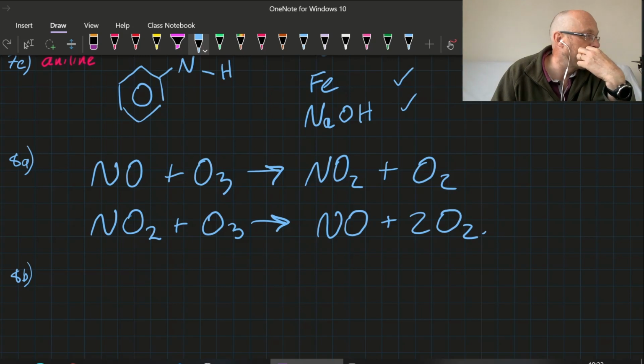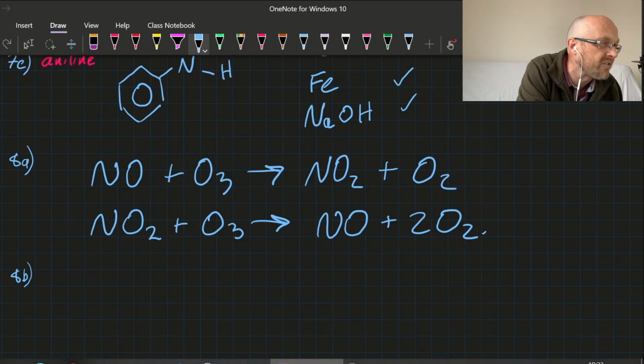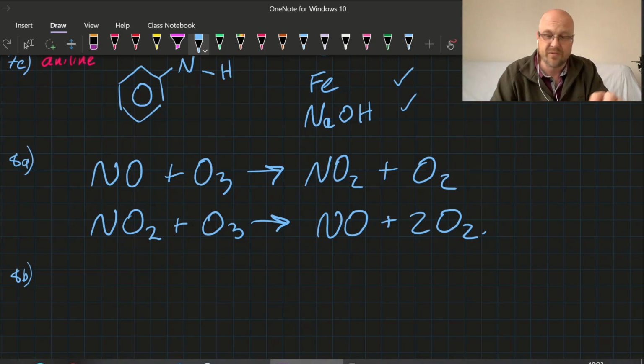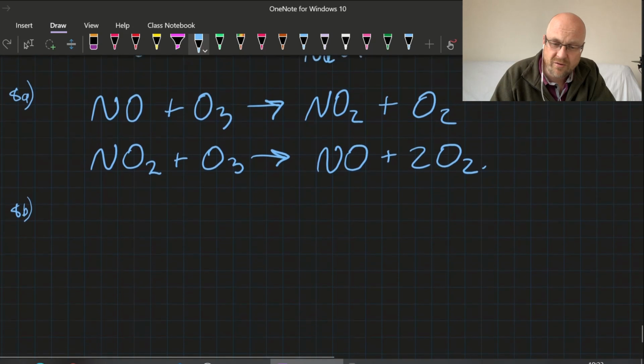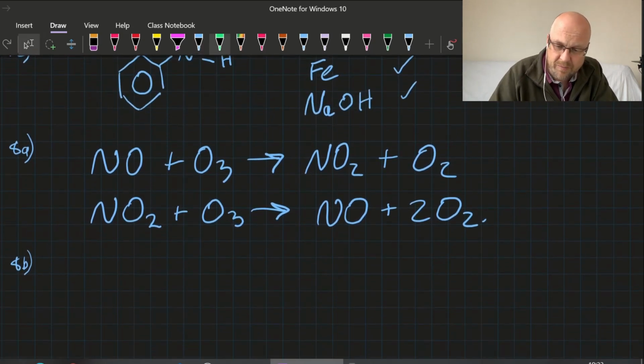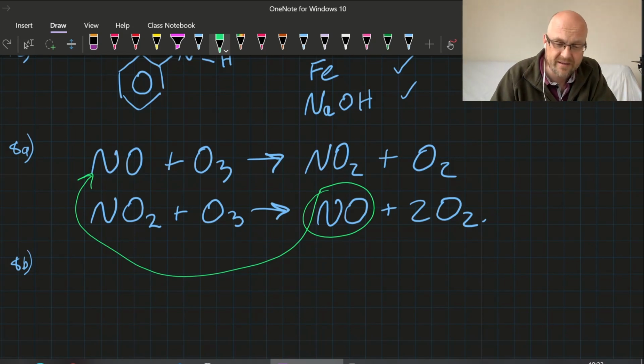I know there are multiple equations for this. Okay, so it turns out that they wanted some radicals. Did I get the equations right at least? Yeah. Are they going to take a point off that? The radicals? Allow representation of radicals without dot if consistent throughout. Yeah, okay. They're inconsistent with their radicals too. Or did they want me to show that the NO comes back out again and goes round? Did I miss that? Well, it's behaving as a catalyst.